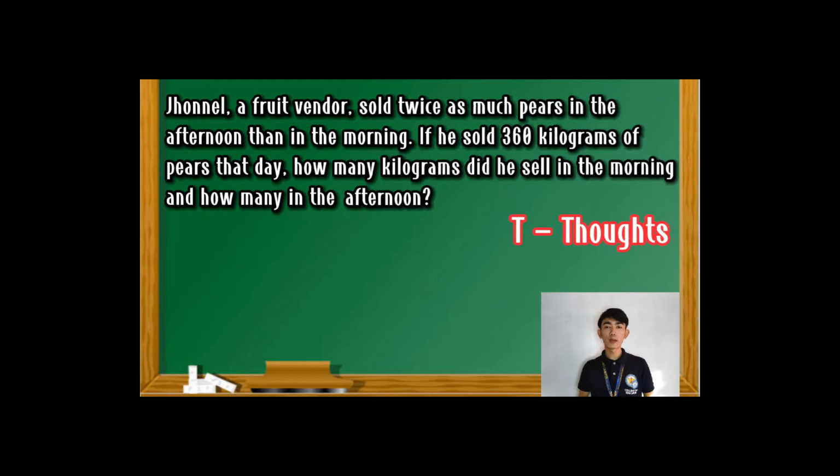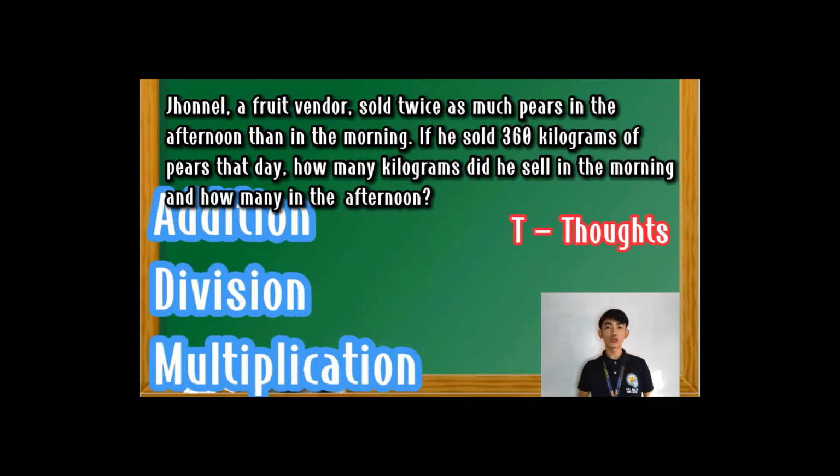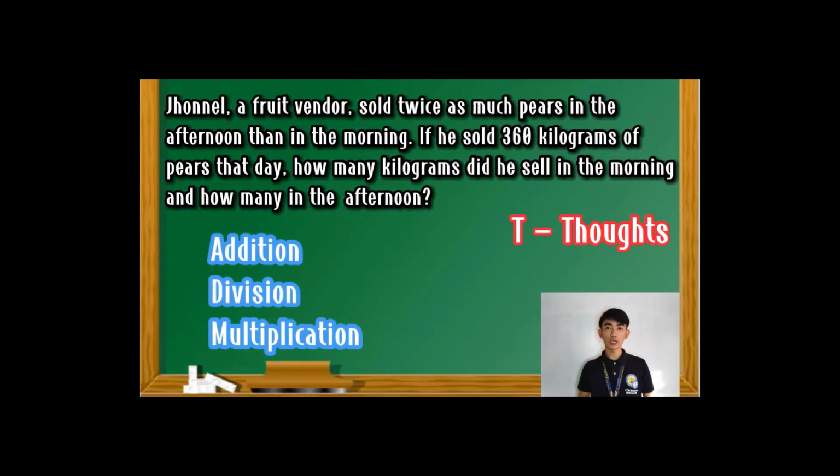So for this problem, the question is, how many kilograms did he sell in the morning and how many in the afternoon? And from this question, we can say that the operations we need are addition, division, and multiplication. Because there are two different times, we're going to add both of them and divide it to the total kilograms that he sold on that day.